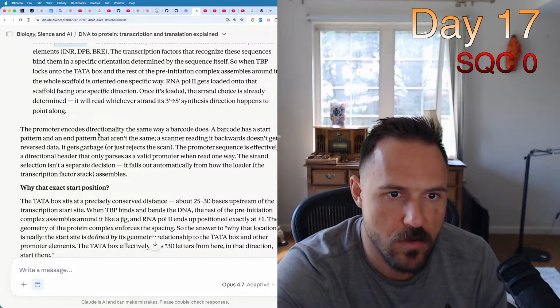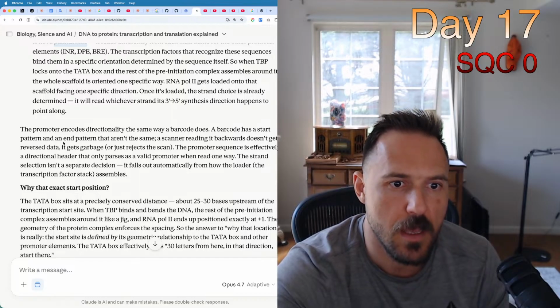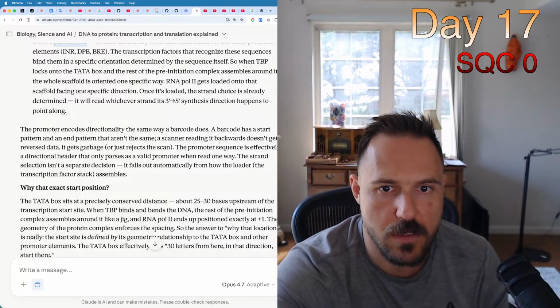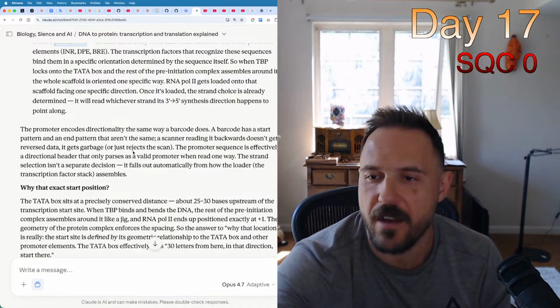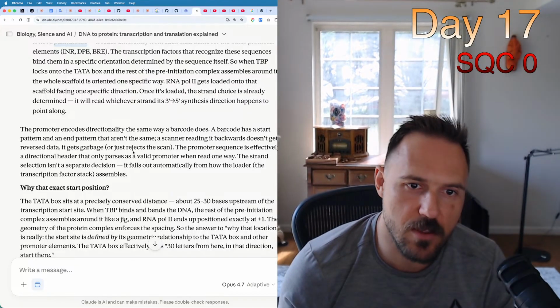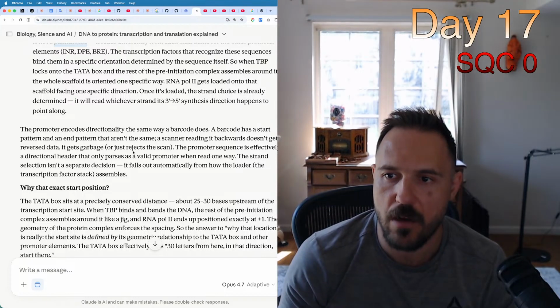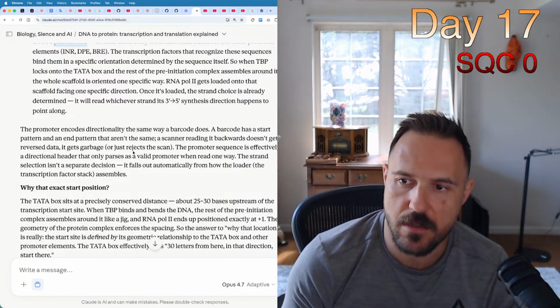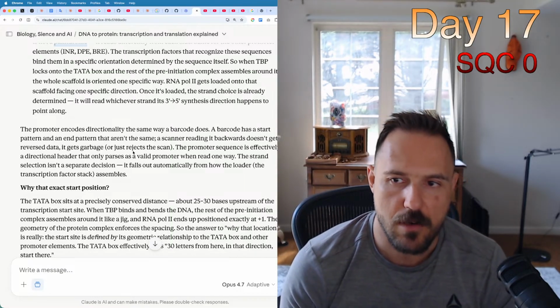The promoter encodes directionality the same way a barcode does. A barcode has a start pattern and an end pattern that aren't the same. A scanner reads it backwards, doesn't get reverse data, it gets garbage. Come on. Oh, that's annoying. I didn't say it was reading backwards. I was saying that the other strand is a template for the mRNA array.